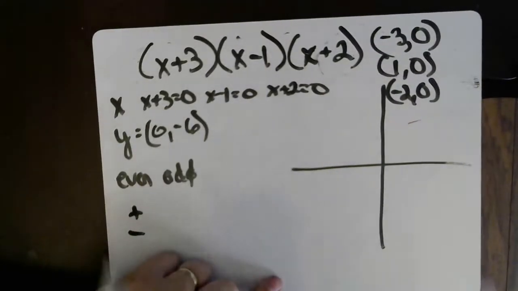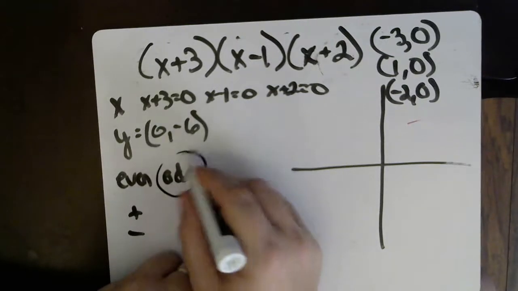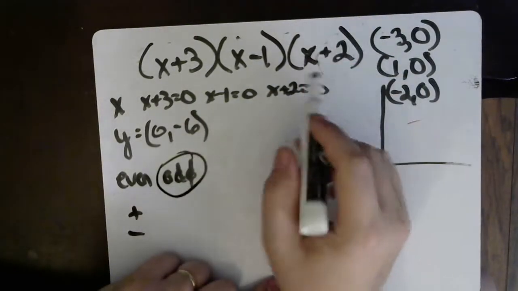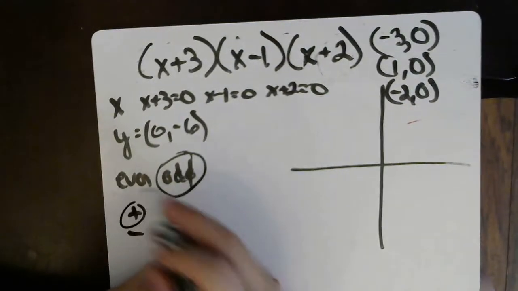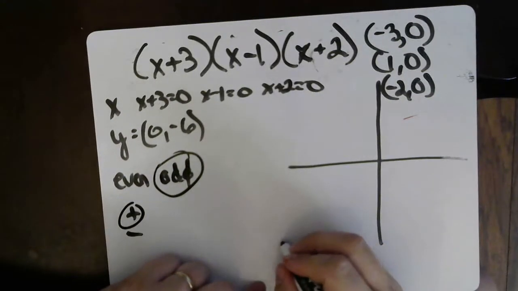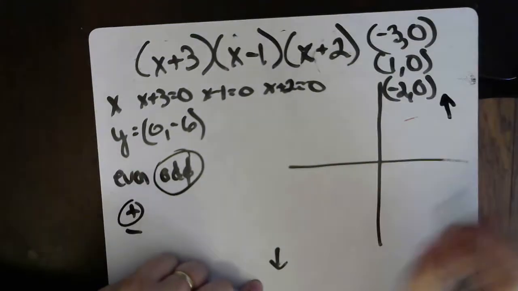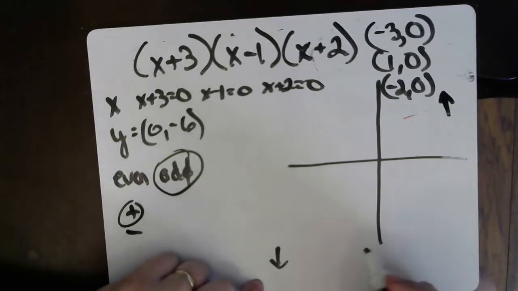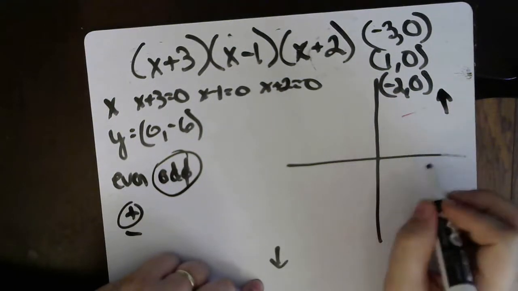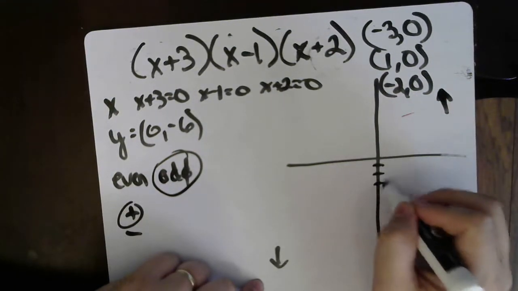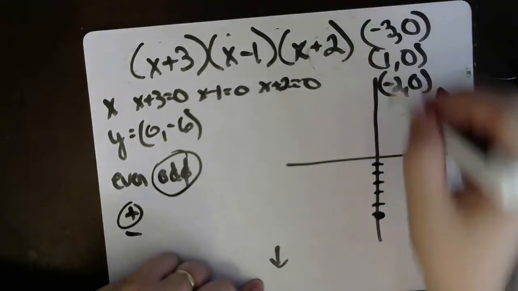Okay, how many x's do we have? We have 1, 2, 3. So we have an odd number. Is this positive or negative? They're all positive x's. There's no negative there, so it's a positive. So what do we know? By our end behavior, we know it's down here and up here. All right, let's graph this. 0, negative 6. So 1, 2, 3, 4, 5, 6. Okay, so let's graph these.